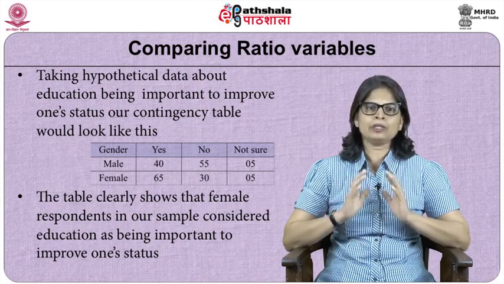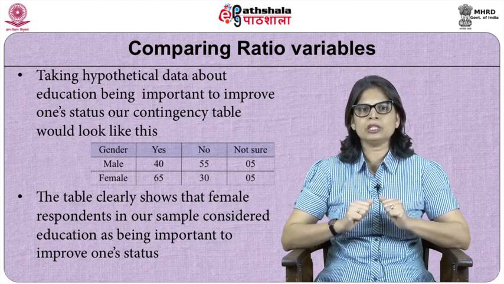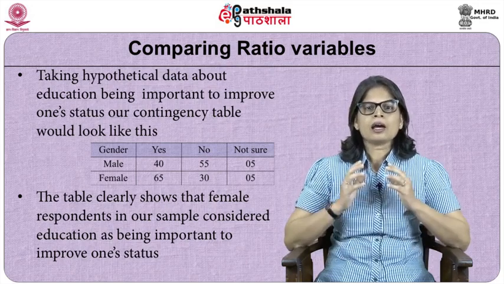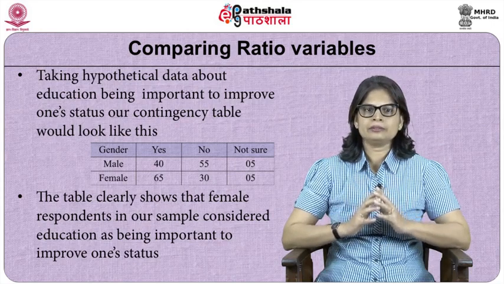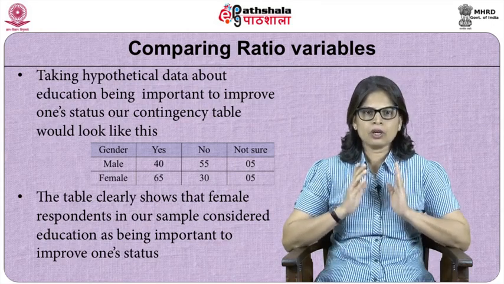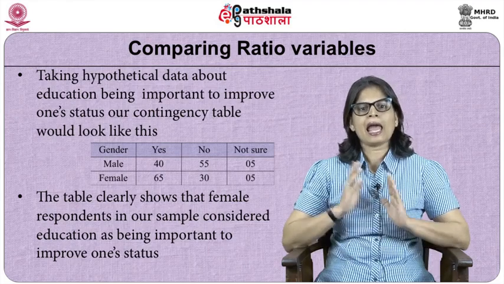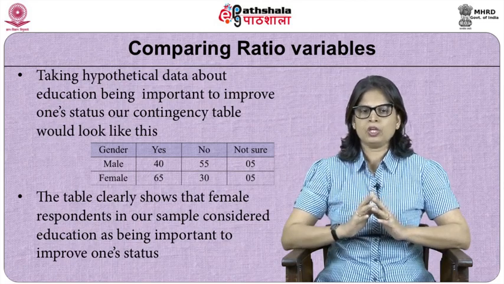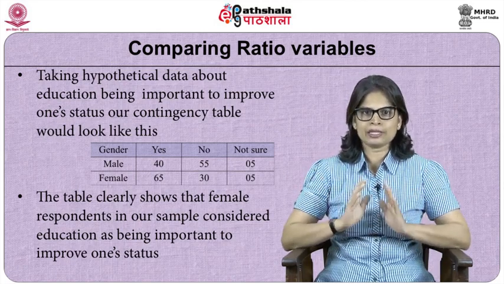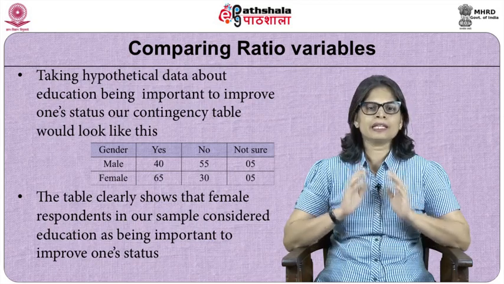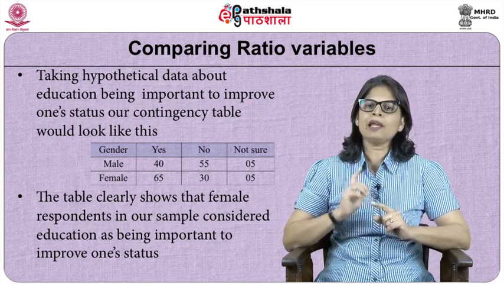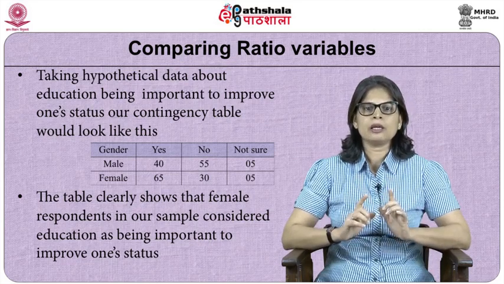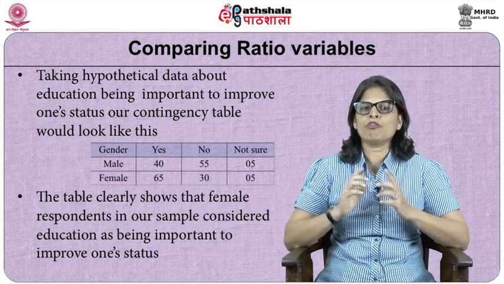If we consider hypothetical data about education being important to improve one's status, our contingency table would look like this: gender, male, female, and they give out answers yes, no and not sure. So, if this information is tabulated as shown in the table, it clearly shows that the female respondents in our sample consider education very important to improve one's status.